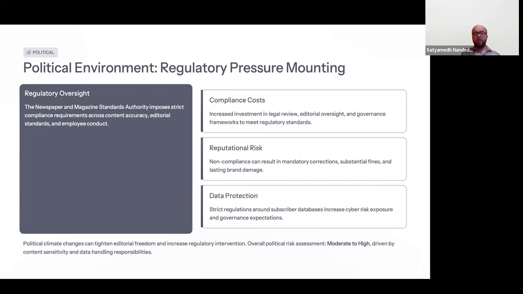Plus, when you are operating in the digital sphere, you do face pressure from the fact that your data can very easily be stolen, right? So, talking about data protection issues, the company needs a robust system to take care of that, because if it does not match the requirements laid down under the various laws and regulations made by this Newspaper and Magazine Standards Authority, it can tarnish your image in the long run, right?